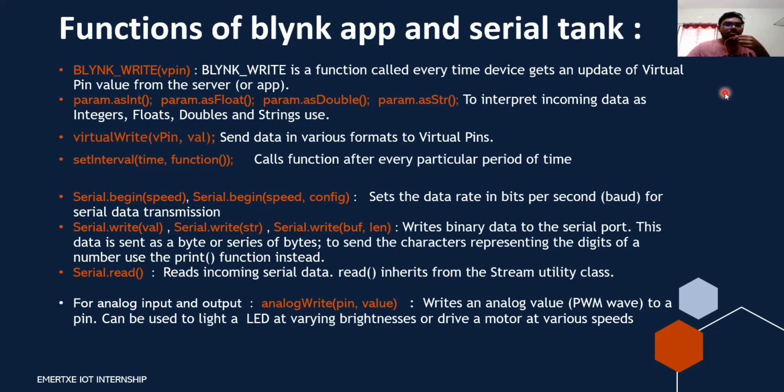BLYNK_WRITE is a function called every time a device gets an update of a virtual pin, and param.asInt is used to get the data. And virtualWrite sends data in various formats to virtual pins. setInterval just delays a period of time. Serial.begin sets the data rate in bits per second, and Serial.write writes the binary data to the particular serial port. And Serial.read reads the incoming data at that particular port.